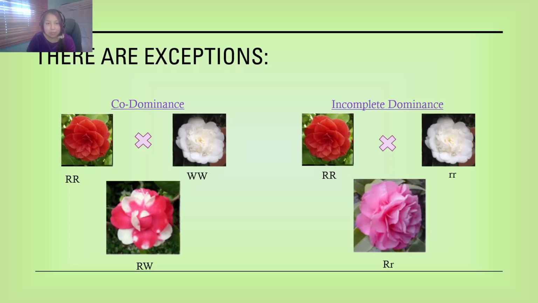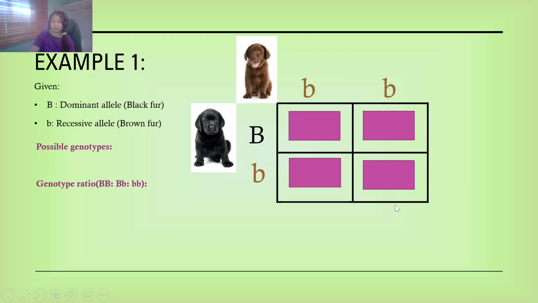However, there are exceptions to this law, in which there is codominance. Both are equally displayed, such as here. Red is not more dominant than white, so we see both of them displayed equally. While in incomplete dominance, we just see a completely new phenotype form, where the red and white blend and make pink.